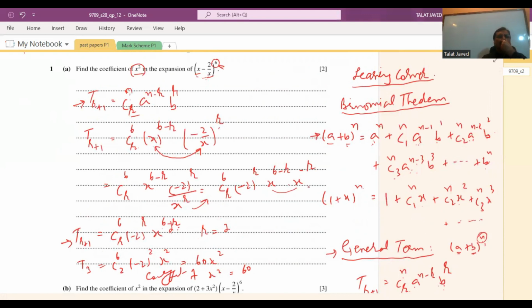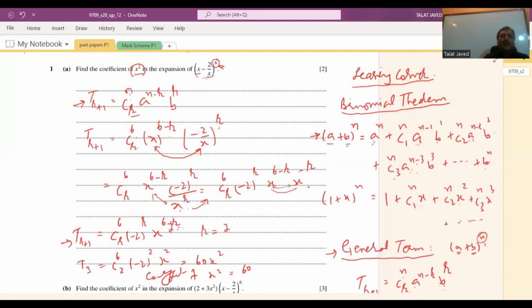So when we simplify this, we get 6cr x raised to power 6 minus r, minus 2 raised to power r, and x raised to power r in the denominator. Now to combine these two x terms, we take this x raised to power r to the numerator, and the sign of its power will be changed. This is the rule of indices. So when we take this x raised to power minus r, the same bases have their powers added. So this will be x raised to. From here we will decide what should be r.